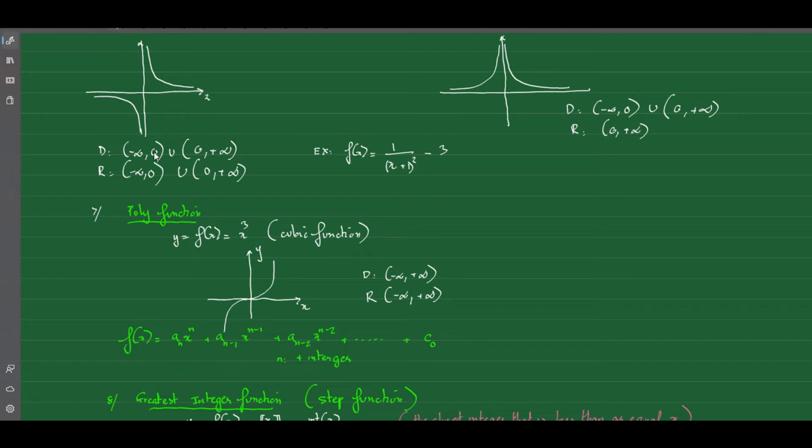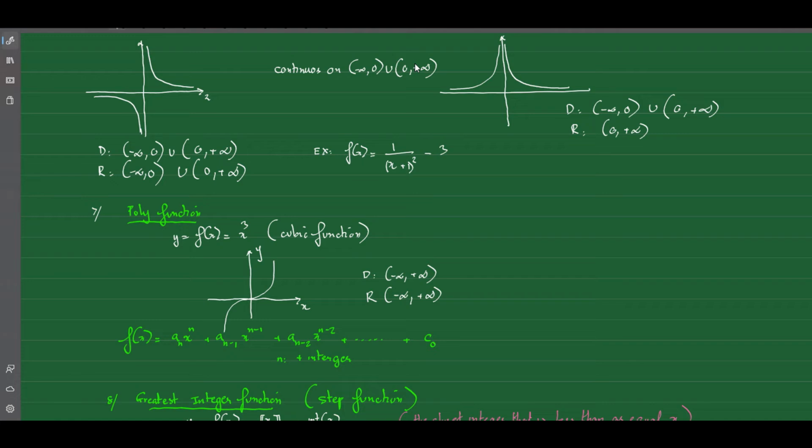It's two different branches, and you see they have a vertical asymptote right here. It means that this connection right here is not there. So that's why it's not continuous on negative infinity to positive infinity. And for this one, it's the same thing. It's not continuous from negative infinity to positive infinity. But it is still continuous. Both of these are continuous on negative infinity to 0, and 0 to positive infinity.